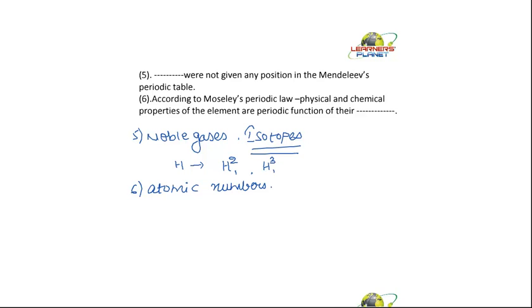After that, Bohr gave his modern periodic law, which states that the physical and chemical properties of an element are periodic functions of their electronic configuration, and accordingly he arranged the elements in the table, that is the modern periodic table.